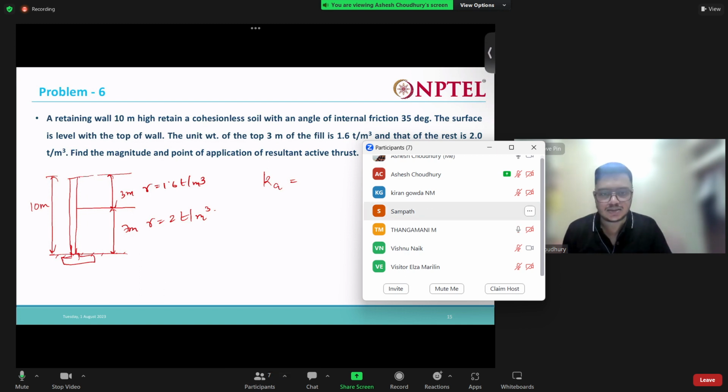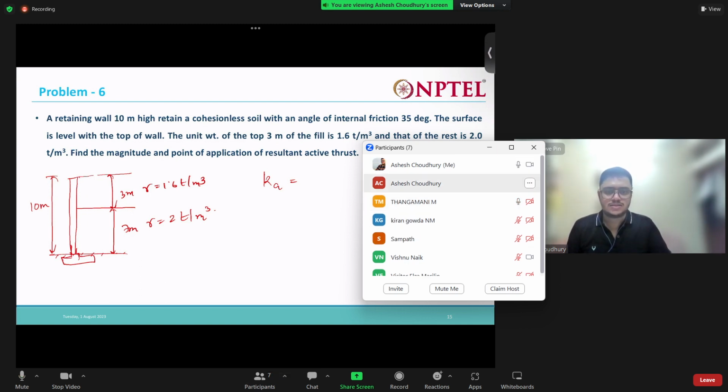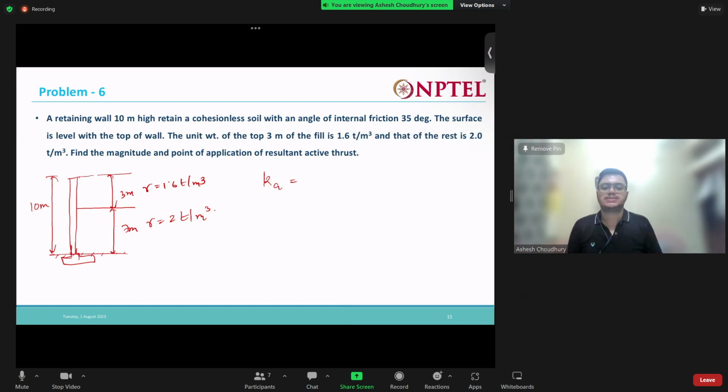Please, anyone can answer. Okay. Yeah, passive pressure. What is the expression for K? K value. What is the expression for active earth pressure coefficient? How can we find out the active earth pressure coefficient?